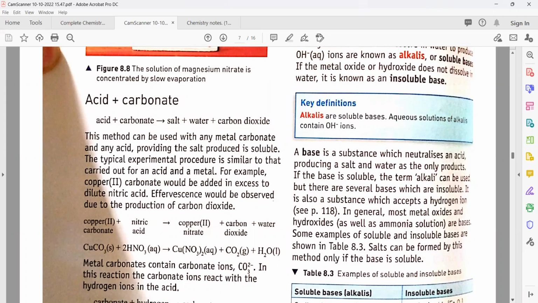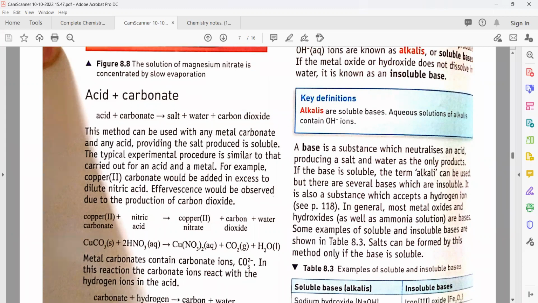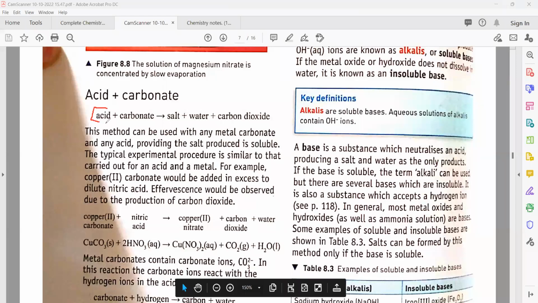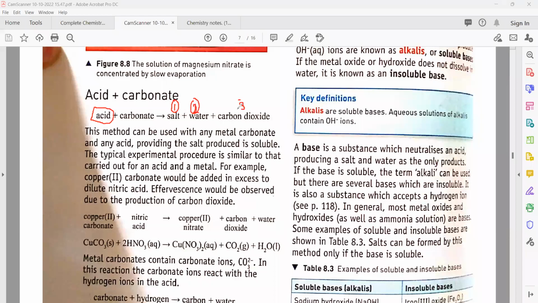Okay. So here again we have an acid, because we're going to react acid with carbonate. So what you get in your reaction is almost three products. One is your salt, that is understood. Second is water, and the third one is your carbon dioxide.